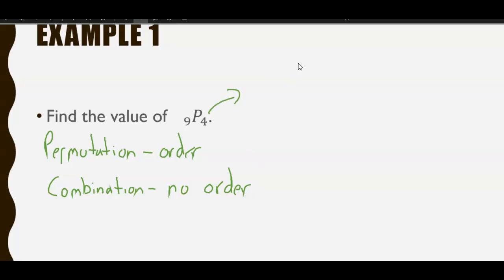Now, for permutation, there's this really cool formula. So anytime you have the nPr, it is equal to n factorial over n minus r factorial.